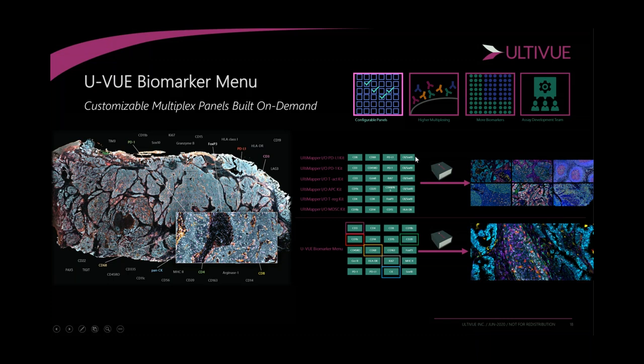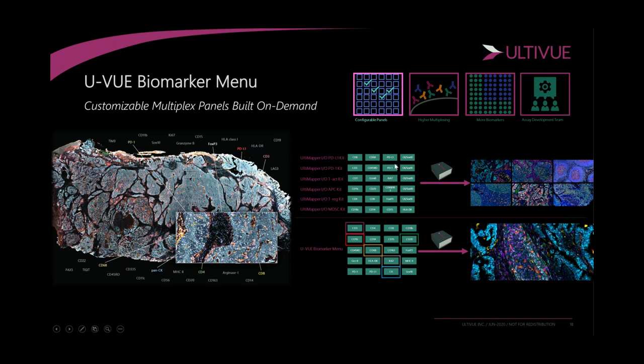If you were to order these, you get these fixed panels, and they give you fixed answers. These are great panels, but if you have a different question with any of these markers, you can't use any of these kits. And so that's why we developed the biomarker menu, so that you take all of the unique biomarkers that you see over here and individualize them.